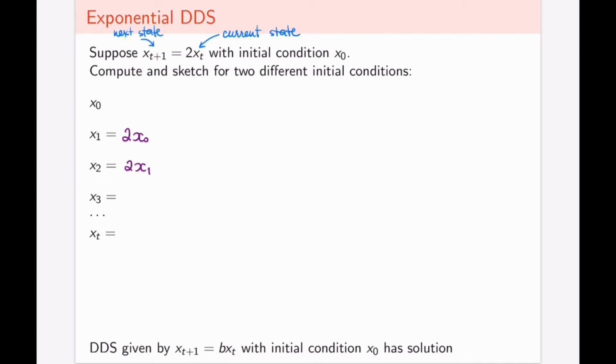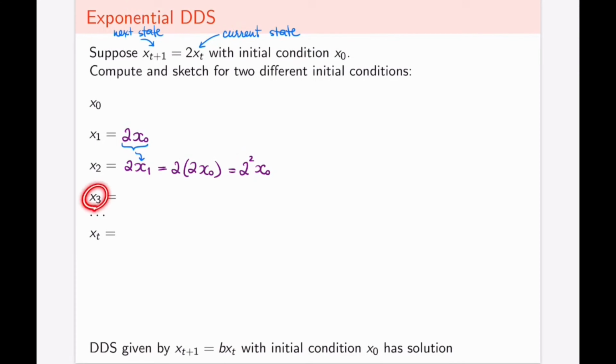Now, again similar to our long example from last lecture, this x1 can be written in terms of x naught. So what I can do is simply take this value for x1 and plug it in here. Therefore, altogether, I'm going to get 2 times 2x naught, and therefore 2 squared x naught. I'm going to keep it as 2 squared so that I'm better able to see the pattern.